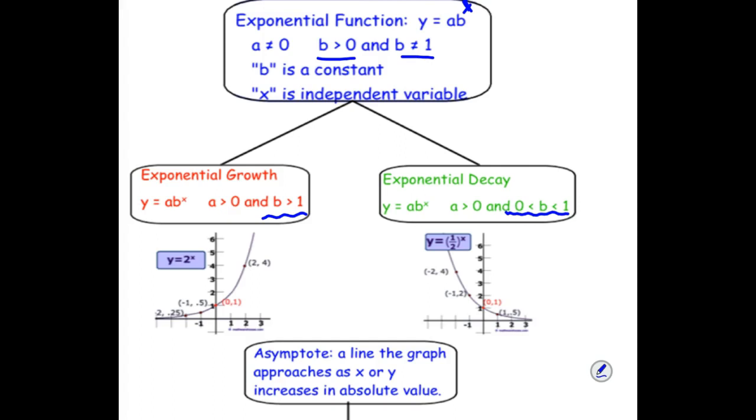A common mistake is for students to say, if b is a fraction, then it's decay. That is not the case, because I can write a fraction that's bigger than 1. If you say it has to be a fraction between 0 and 1, then that's valid. But just saying it's a fraction automatically makes it decay is not true. You could have a decimal number that's bigger than 1. Yes, that would be a growth curve. It won't be a decay curve. Yes, you will have b values that are fractions. You will have b values that are decimals.